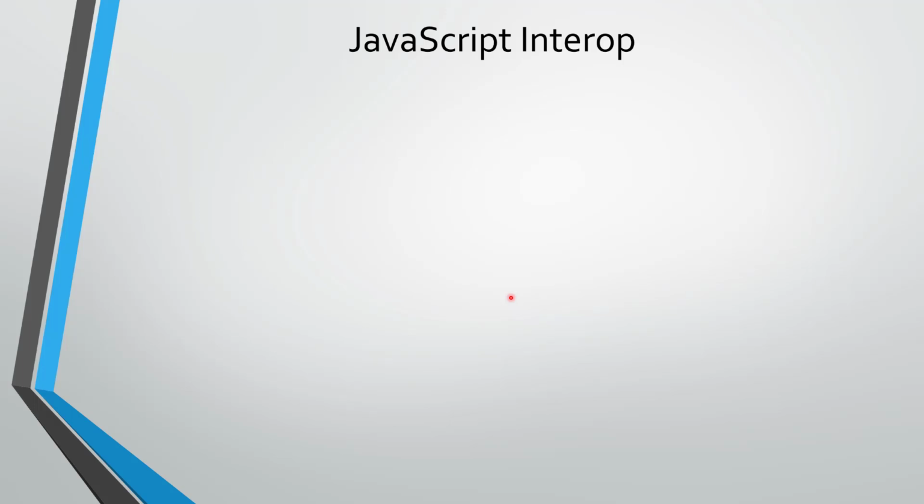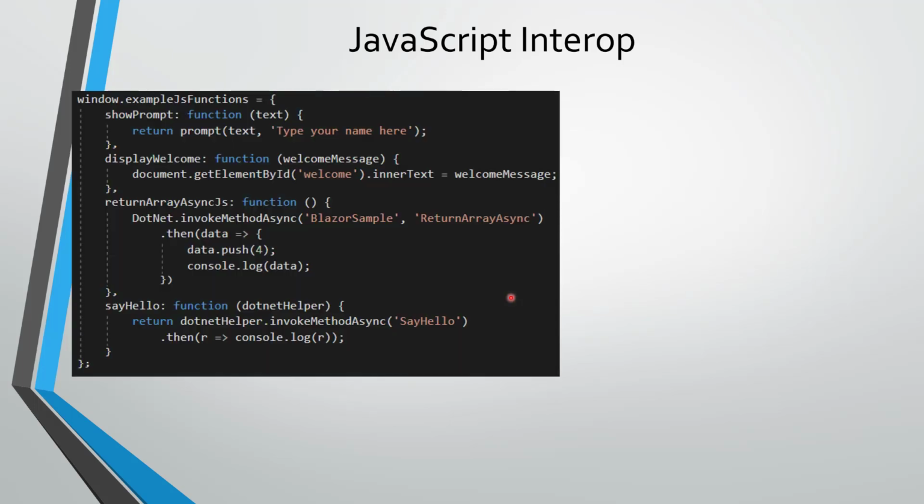Okay, so here's some more on JavaScript interop. So let's say we had a couple of JavaScript functions we want to call from our WebAssembly.